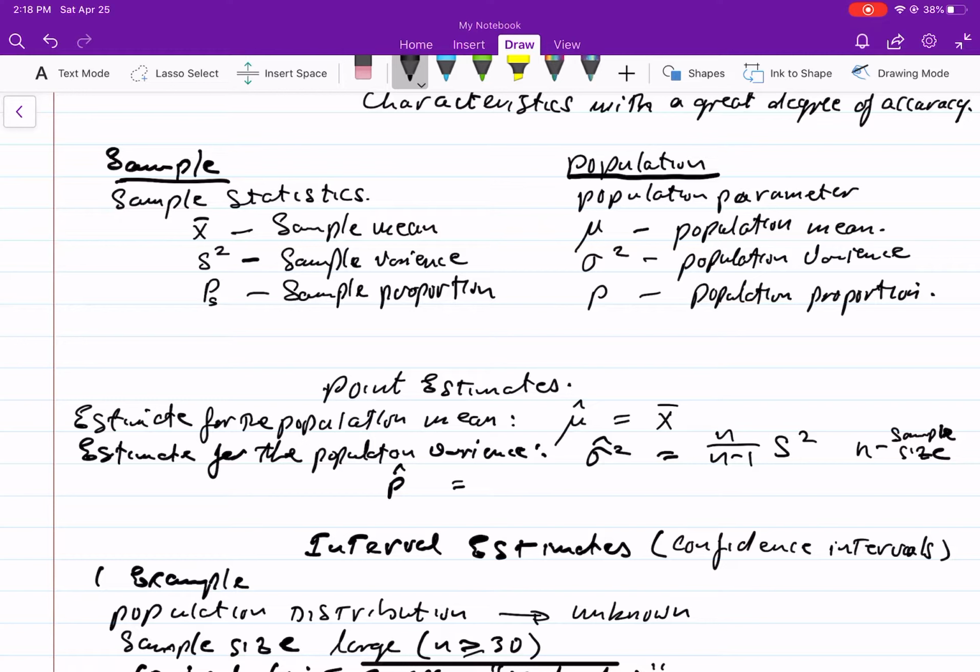And how about the estimate for the population proportion? An estimate for the population proportion.